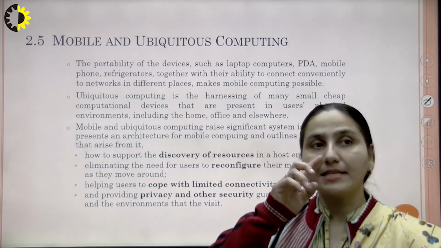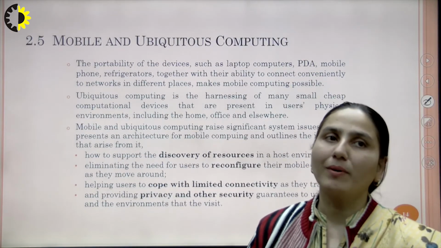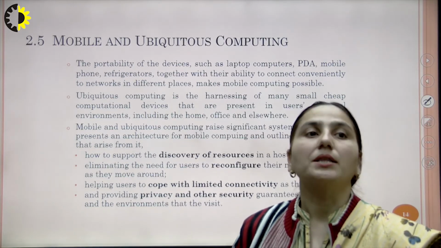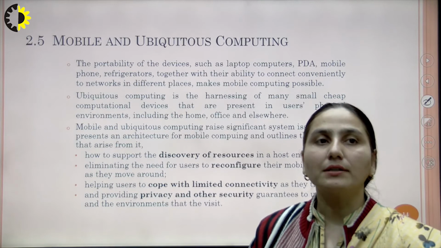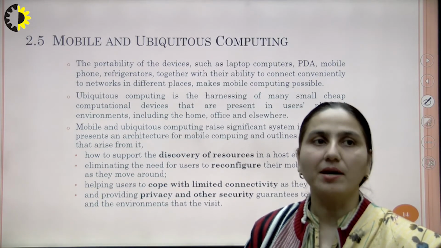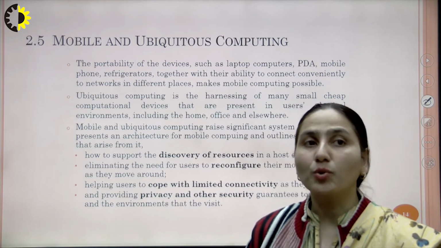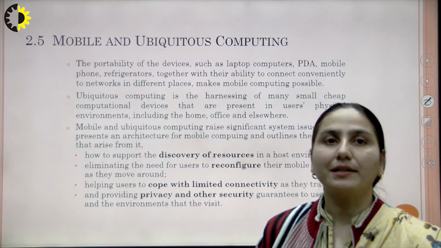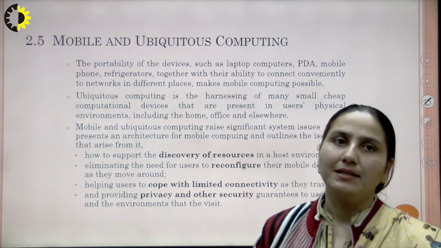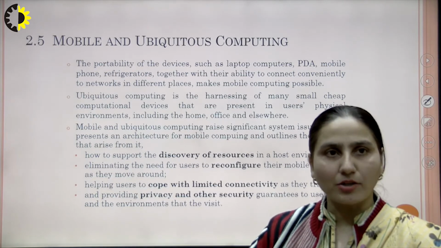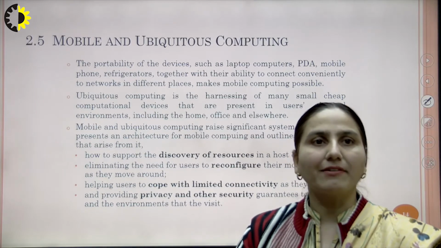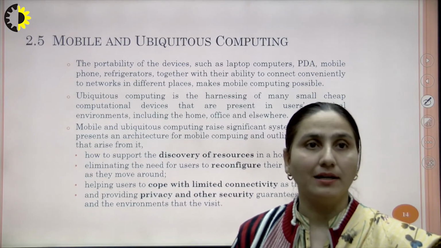Now, next comes mobile and ubiquitous computing. What is mobile and ubiquitous computing? Yes, this is also an example of a distributed system. The portability of devices such as the laptop computers that we use in our day to day life, the PDAs, the mobile phones, the refrigerators, together with the ability to connect conveniently to networks in different places, make mobile computing possible. That means we can connect with a person sitting so far from us. These are all the devices that make this computing possible.